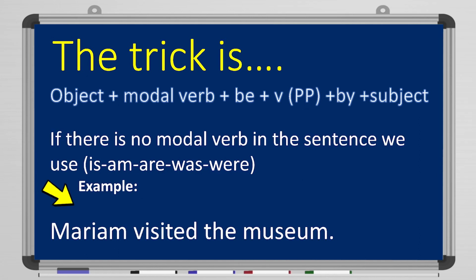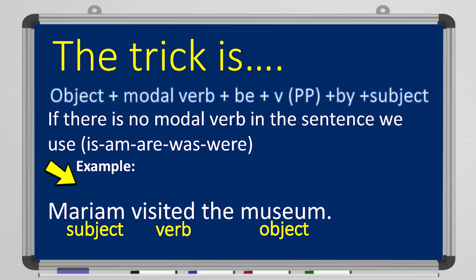For example, look at the sentence. Maryam visited the museum. Is there a modal verb in the sentence? No, there is not. So what are we going to replace it with? Is, am, are, was, or were. How do we choose it? We choose it based on the object. Maryam is the subject, the verb is visited, and the object is the museum.